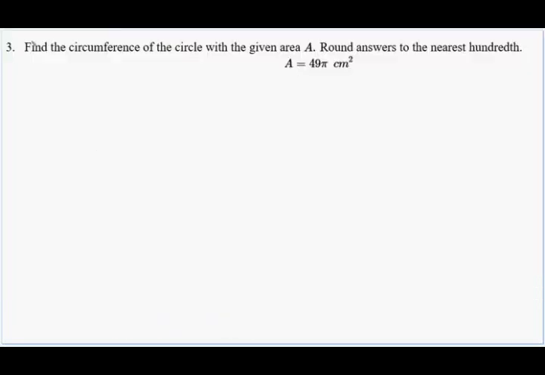All right, number 3, find the circumference, and we have a given area. So once in this, we did an example like this, we're going to need both formulas. Area equals pi r squared. Circumference equals, what are we trying to find? Circumference equals 2 pi r.